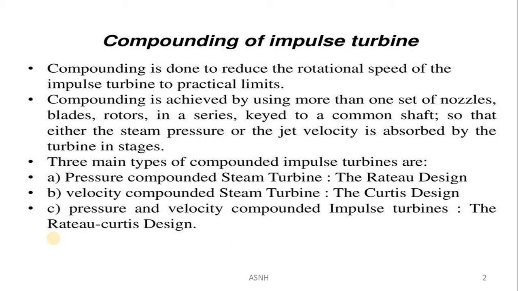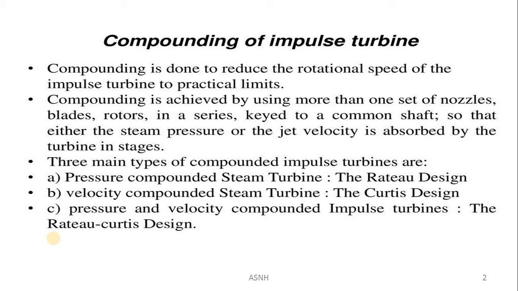So compounding is done to reduce the rotational speed of the impulse turbine to practical limits, and it can be done for a multi-stage turbine, not for a single stage turbine, and it can be used only for large capacity power plants. Compounding is achieved using more than one set of nozzles, more than one set of blades, more than one set of rotors in series. So either the steam pressure or jet velocity is absorbed by the turbine in stages.